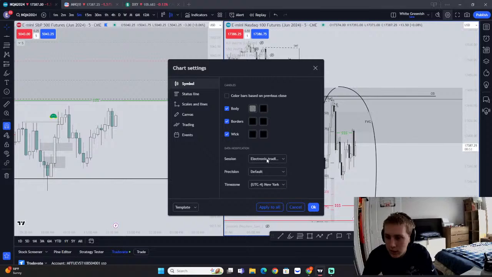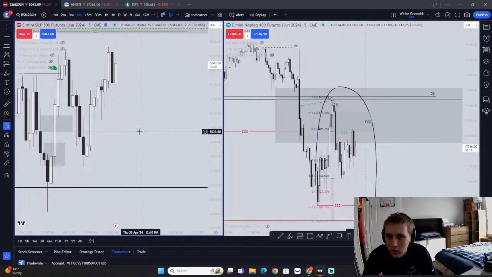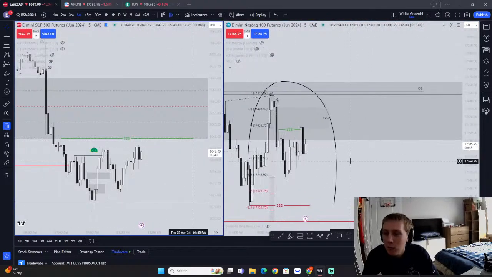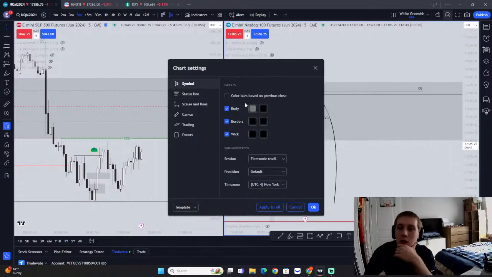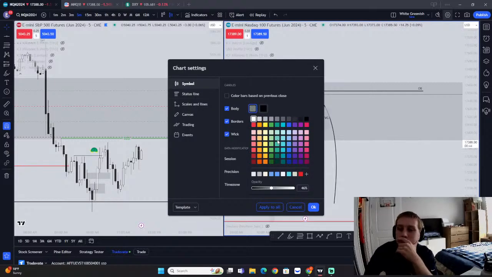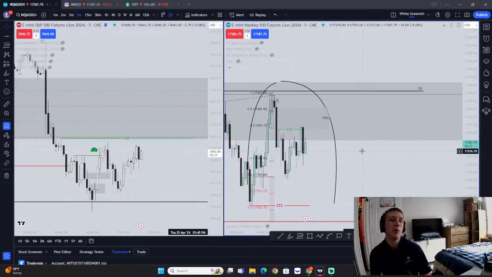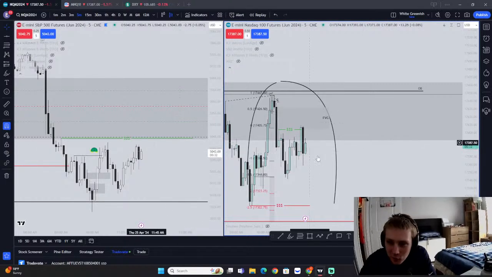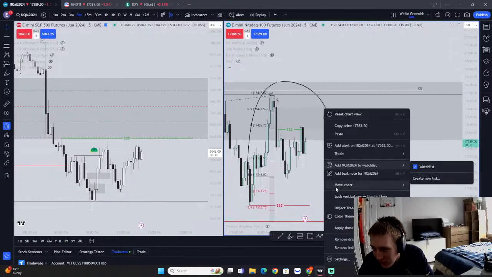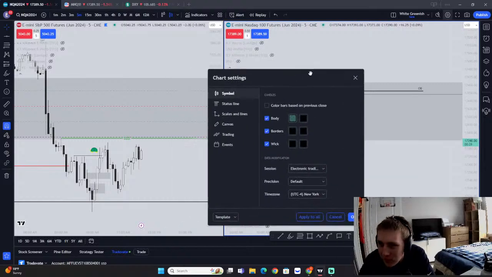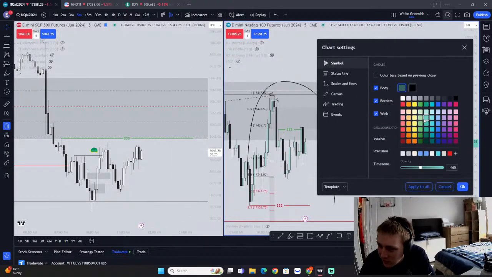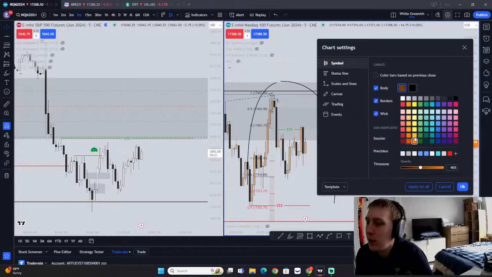All right, settings. Let me apply this to all. Black and white. Let's experiment real quick. Black and white. That gives you like Oreo mint vibes. Oreo mint. I kind of like it. I wouldn't say I love it, but I do kind of like black for down candles.